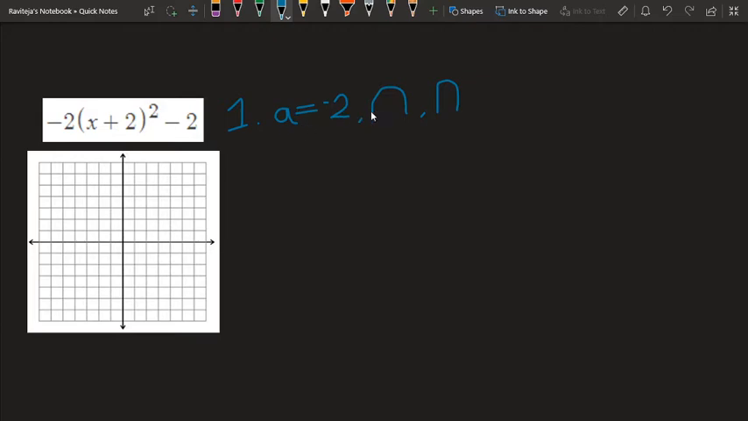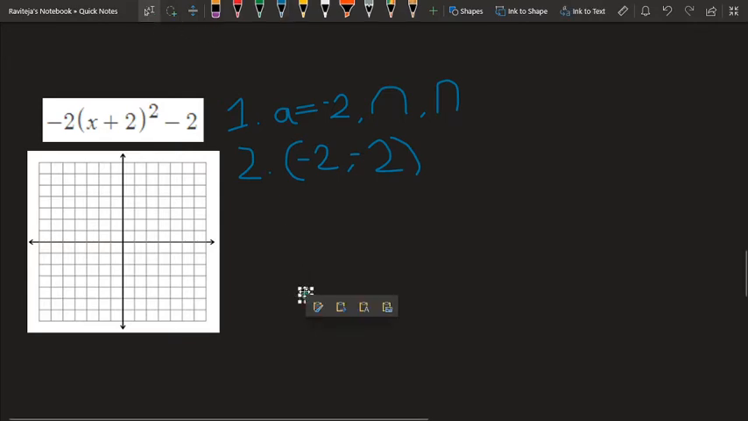So now that we looked at the direction and general shape, let's move on to step number 2, which is to find the vertex. So let's see, our h value is positive 2, but remember we want to find the opposite sign. So that means our x value for our vertex would be negative h, which is just negative 2. And over here we see minus 2 for our k, which is just negative 2. So that means our vertex for this example would be negative 2 comma negative 2. So let's put that on our graph. Negative 2 comma negative 2.